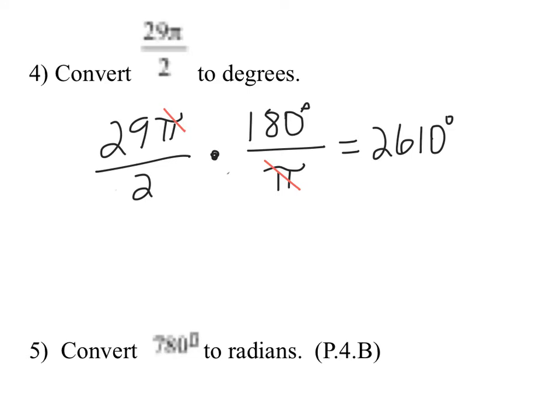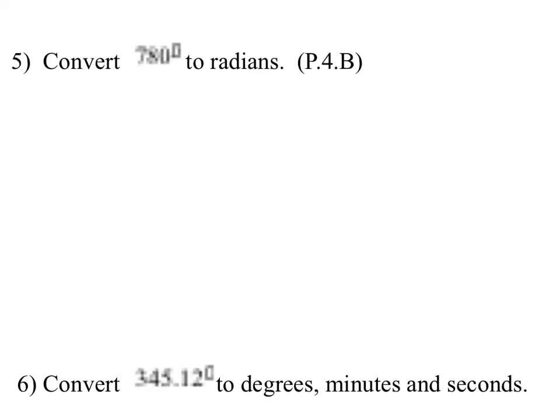And when we do that, we get 2,610 degrees. Okay, let's look at problem number 5. In this problem, we're converting 780 degrees into radians. So we're going to do the opposite of what we just did. I'm going to multiply times pi over 180 degrees.